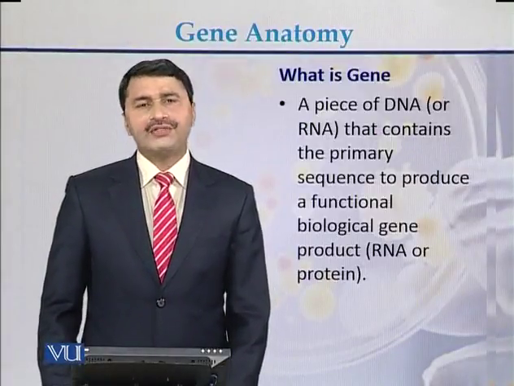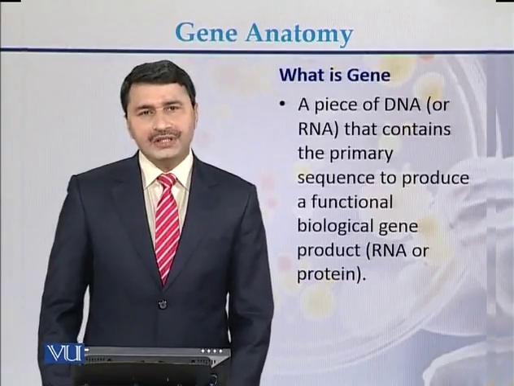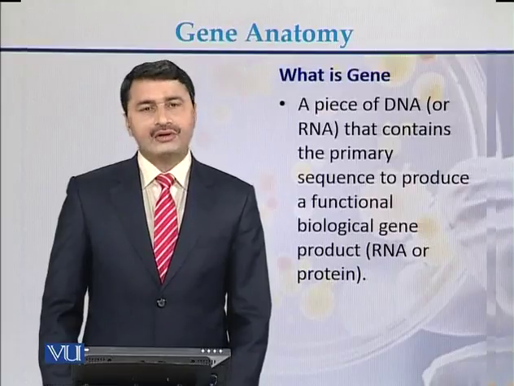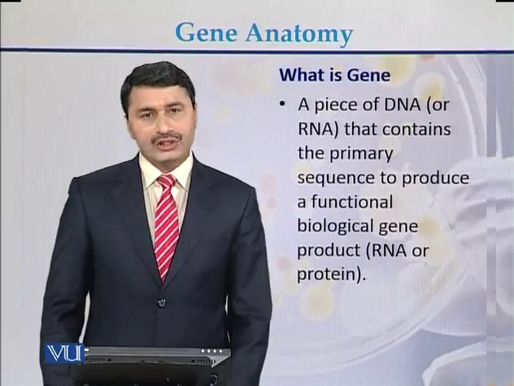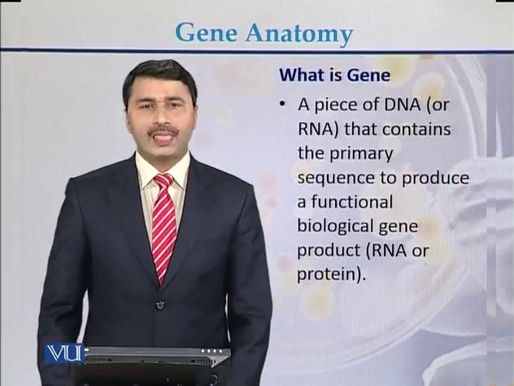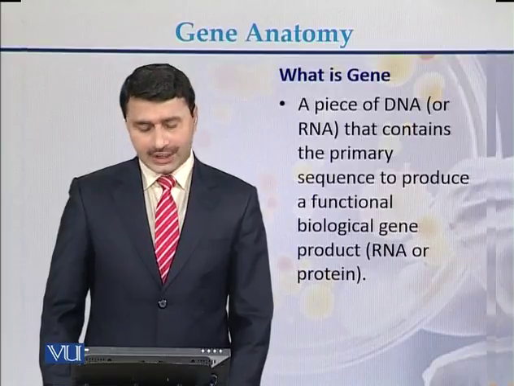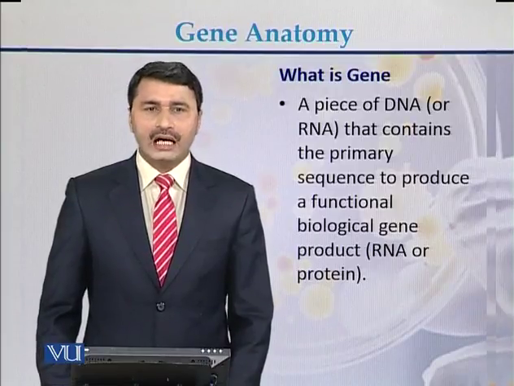Gene anatomy. What is a gene? A piece of DNA, or it can be a piece of RNA, that contains the primary sequence to produce a functional biological gene product. Gene product can be in the form of protein or it can be in the form of RNA.